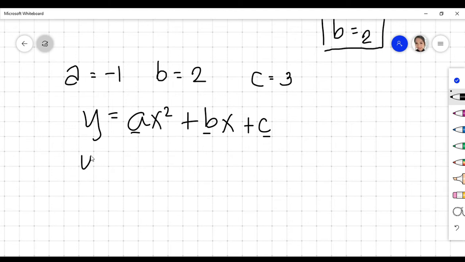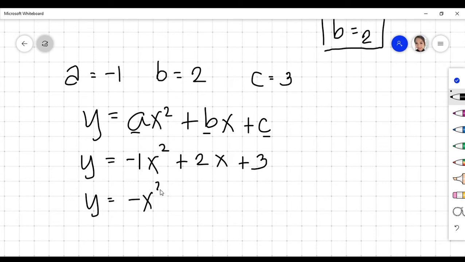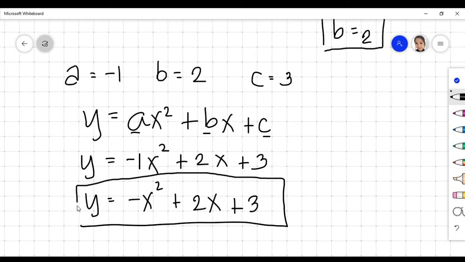So copy y equals a, that's negative 1 x squared plus b, which is 2, so 2x plus c, which is 3. Or y is negative x squared plus 2x plus 3. So this is our equation for the quadratic function, given the table of values.